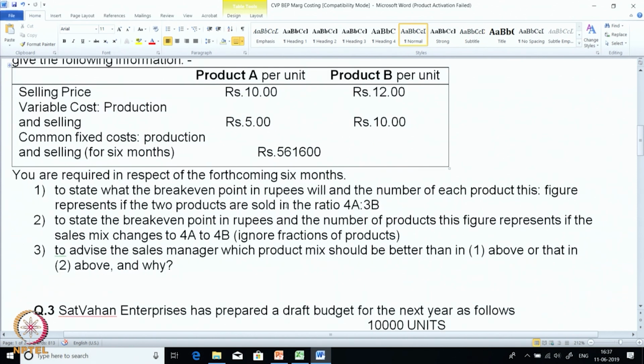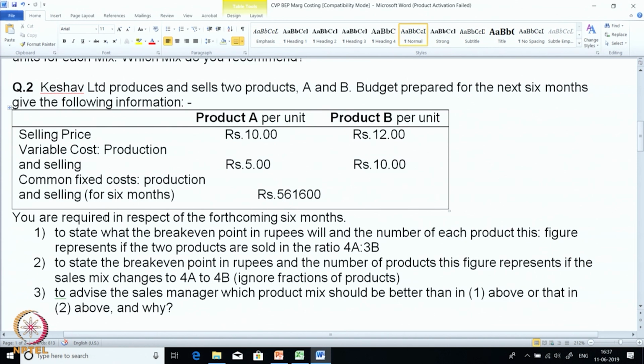Now based on this, it is very simple. You have to calculate the BEP in terms of rupees and the number of each product if they are to be sold in the ratio of 4A is to 3B. So, they have a mix in mind, 4A is to 3B. If that mix is to be maintained, what will be the BEP in rupees and in numbers?